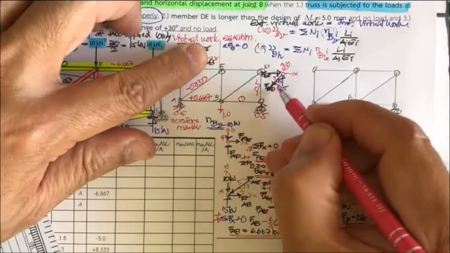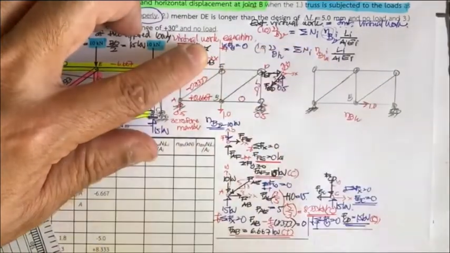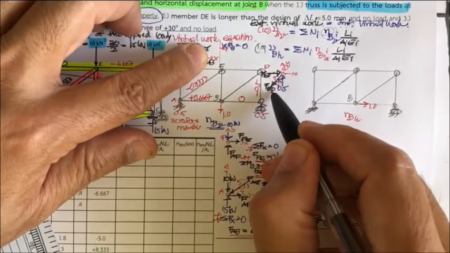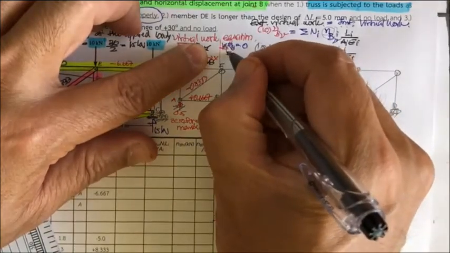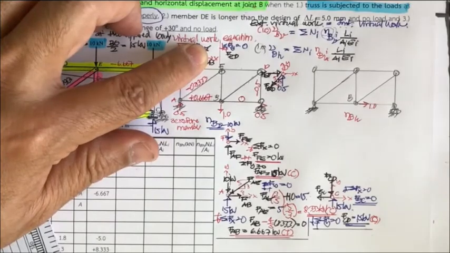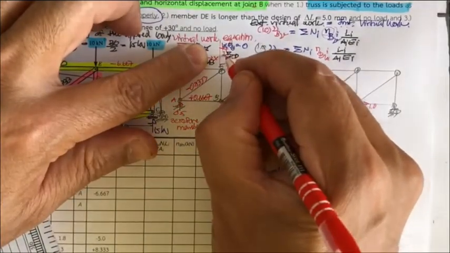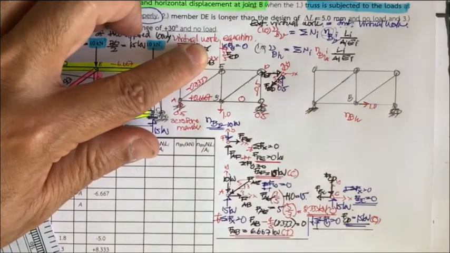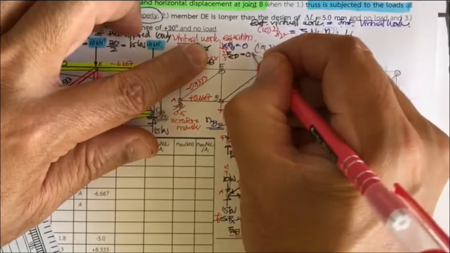This one, when you project, is going to be downward. So set the downward as positive. So you get F sub ED downward times 3 over 5. So F sub ED times 3 over 5, times 3 over 5, this is downward, and it's going to equal 0.5.